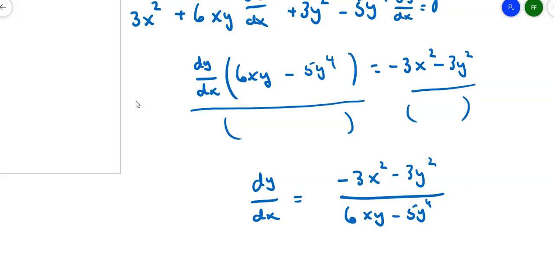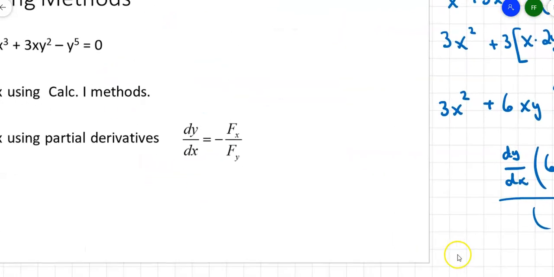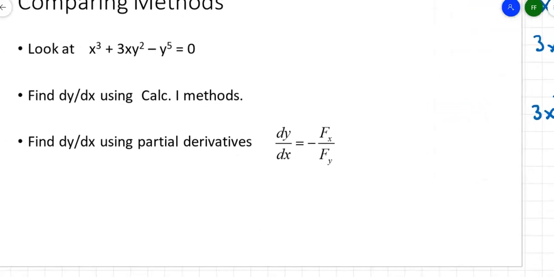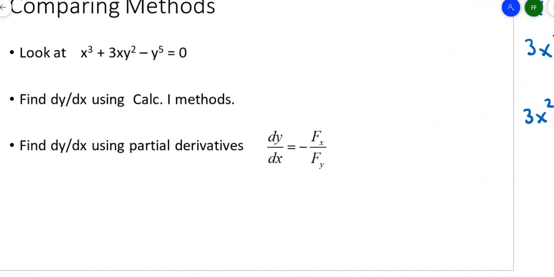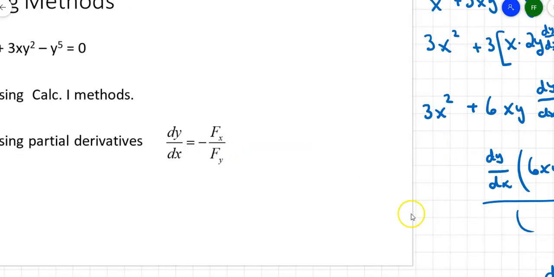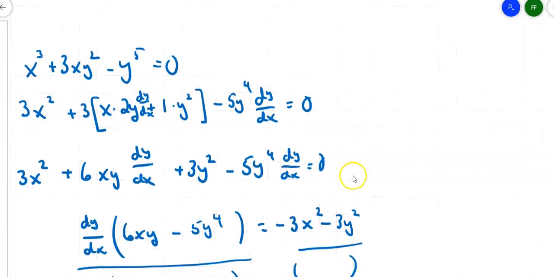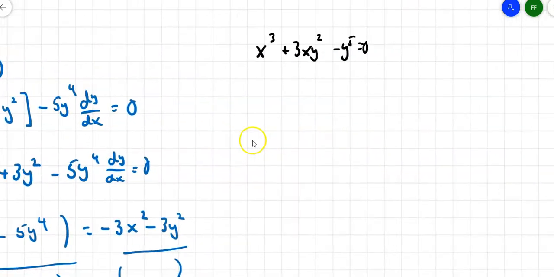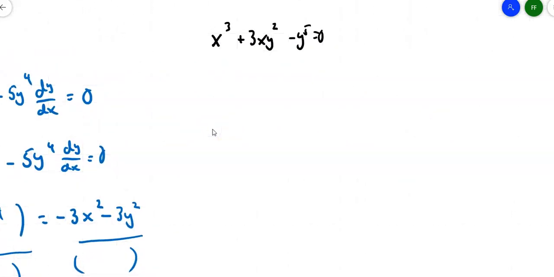All right, my claim is that there's an easier way to do this. If you look back at my set of notes over here, using partial derivatives, you can find dy dx by taking the partial with respect to x and the partial with respect to y, dividing them and changing the sign. All right, so let's try it. Slide over here. The original function was x to the third plus 3xy squared minus y to the fifth equals 0. So I said, first step is take the partial derivative of f with respect to x.